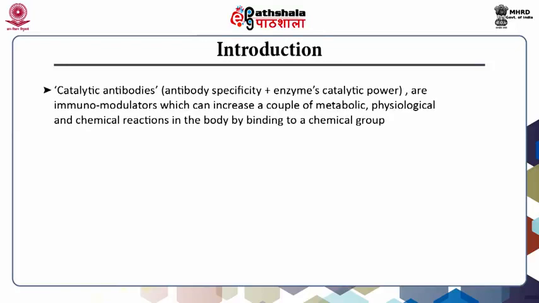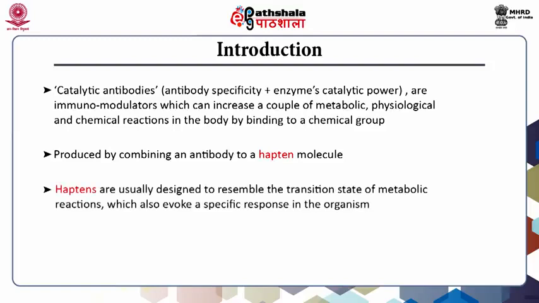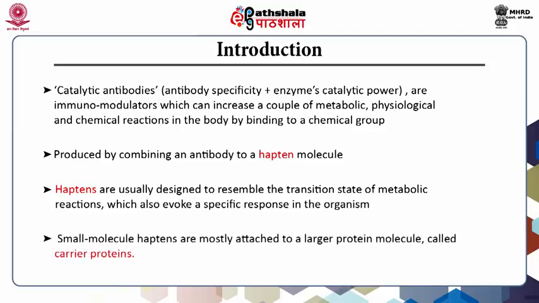What are catalytic antibodies? They combine the antibody specificity as well as the enzyme's catalytic power. Basically, they are immunomodulators which can increase a couple of metabolic, physiological as well as chemical reactions in the body by binding to a chemical group. They are produced by combining an antibody to a hapten molecule. Haptens are usually designed to resemble the transition state of metabolic reactions, which also evoke a specific response in the organism. Small molecule haptens are almost always attached to a larger protein molecule called carrier proteins.